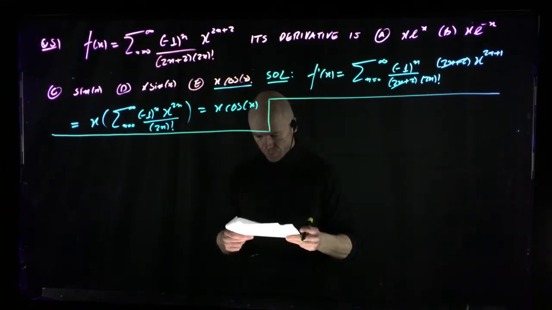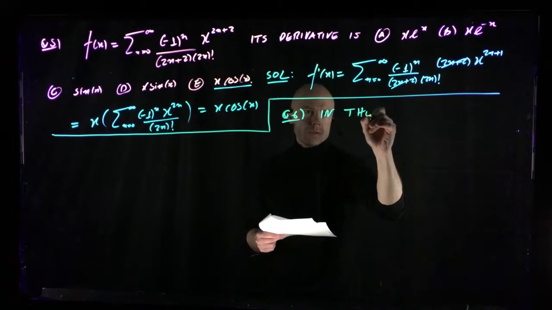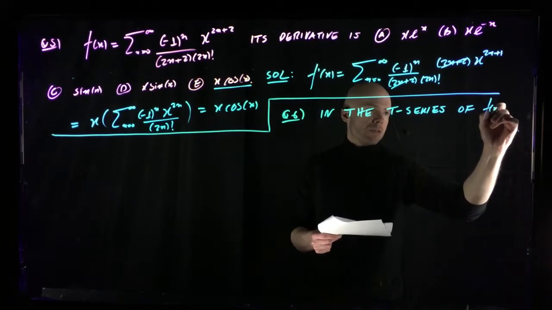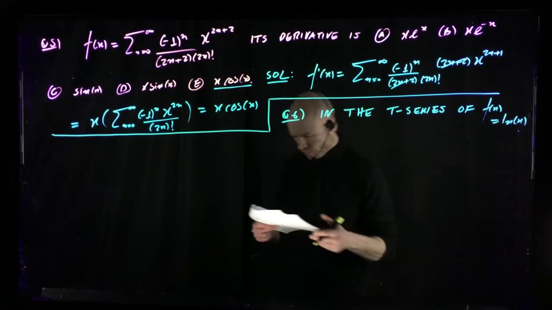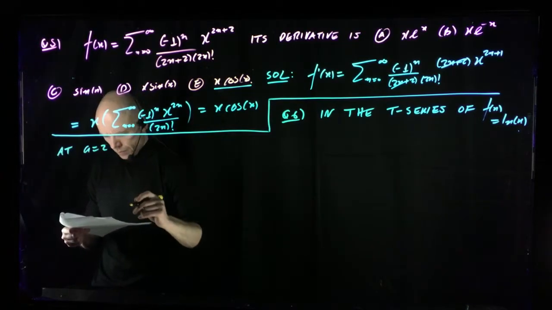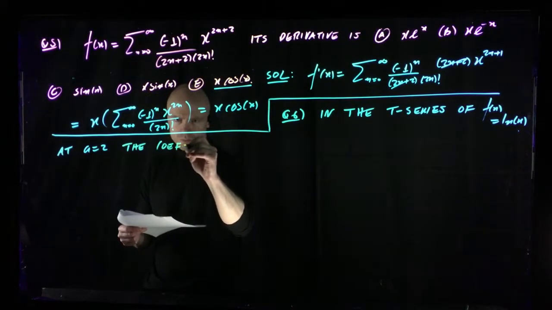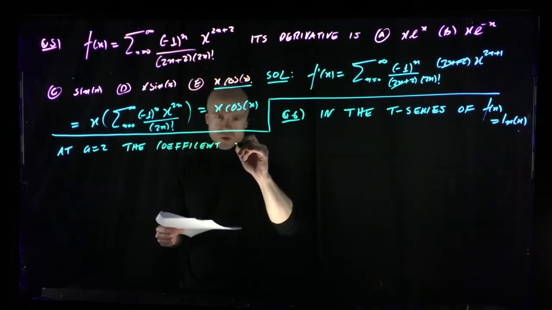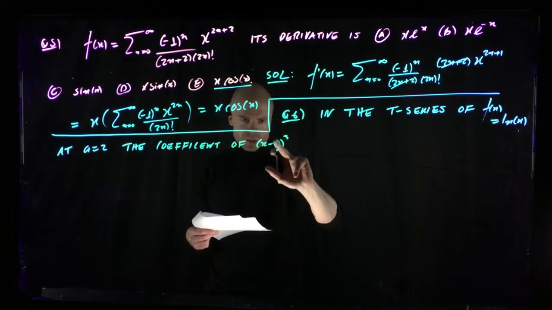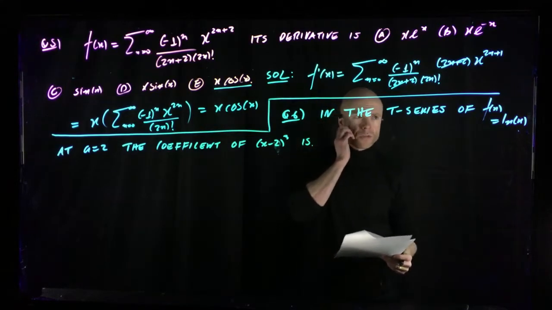This is question 6 here. In the Taylor series of f of x equals log x at a equals 2, the coefficient of x minus 2 to the 3 is, and then we have a bunch of options. So let's not write them out. Let's just figure out what the coefficient is.